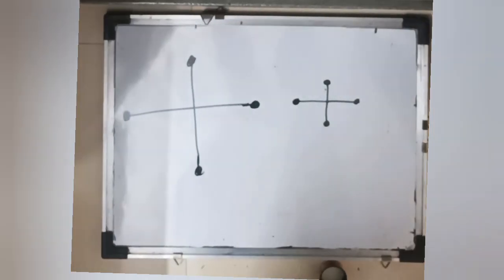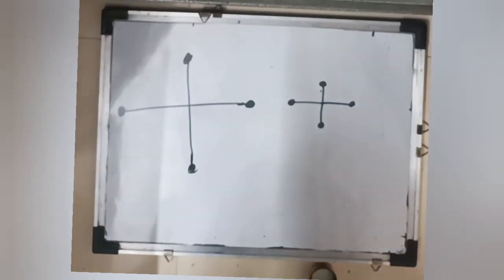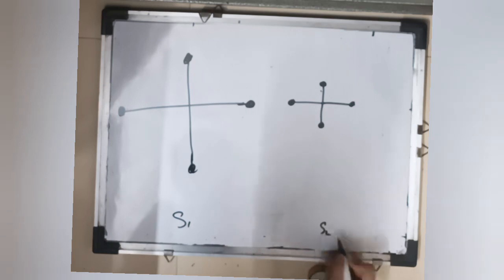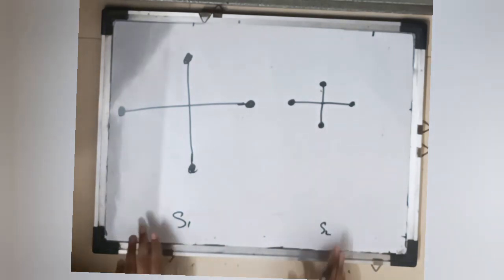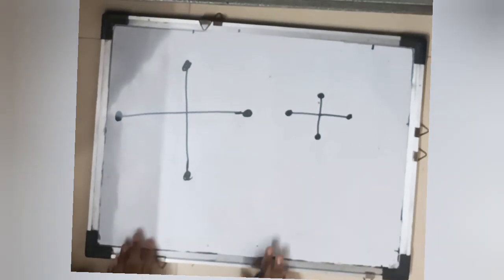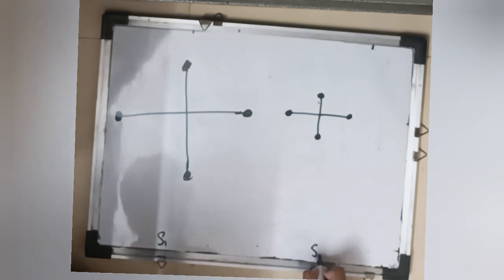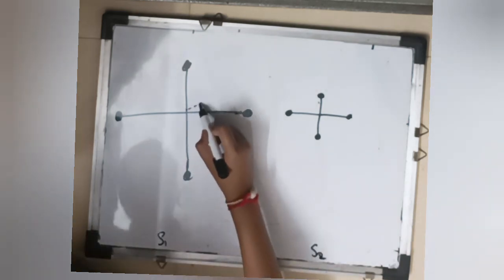Now we'll see the explanation. Here I have made a simple diagram. The four dark dots represent the magnets. The bigger one is spinner 1 and the smaller one is spinner 2. I have also arranged the magnets such that they attract.